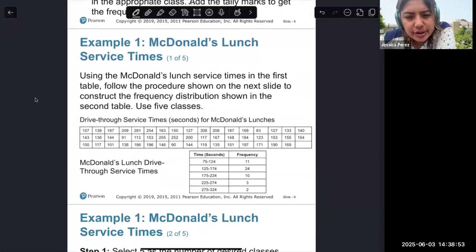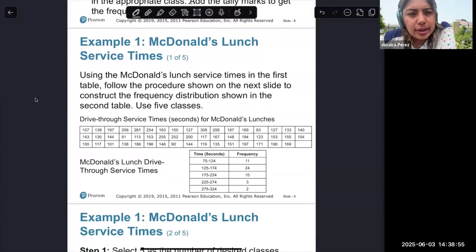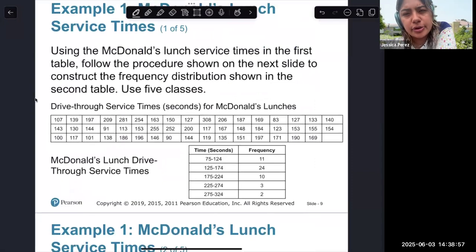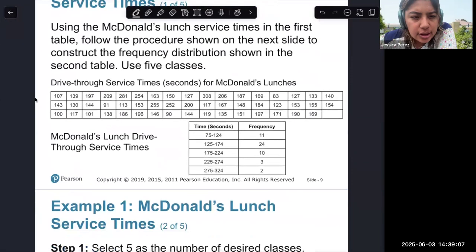So let's say we have this example. Using McDonald's lunch service times in the first table, use the procedure shown on the next slide to construct the frequency distribution shown in the second table, which uses 5 classes. The data are the times in seconds it takes at the drive-through for McDonald's lunch service. So the first thing we want to do is look at the minimum value.